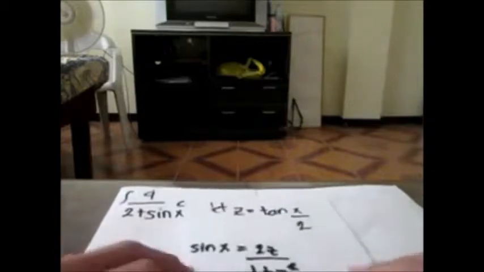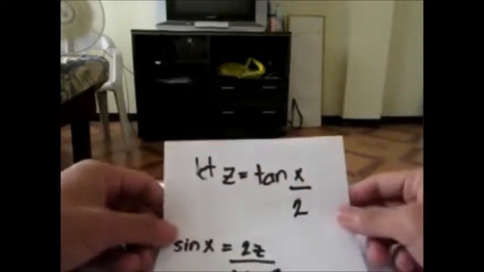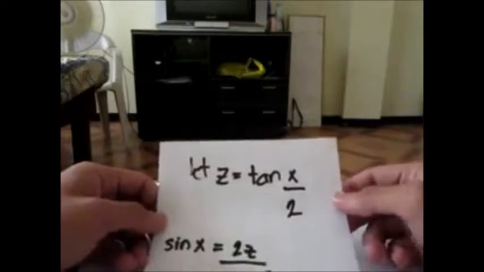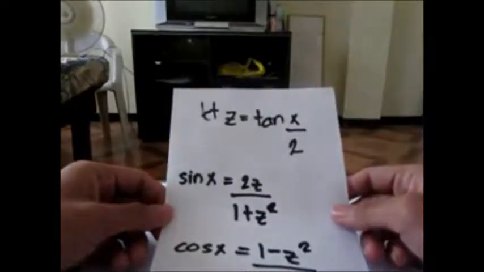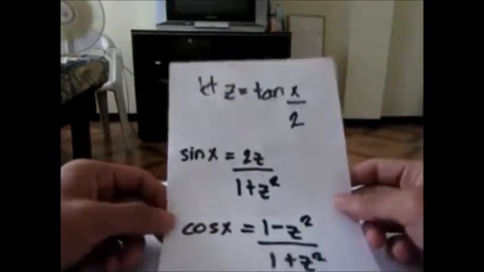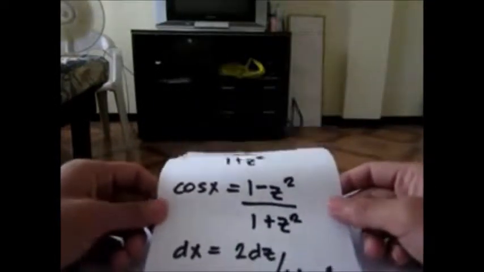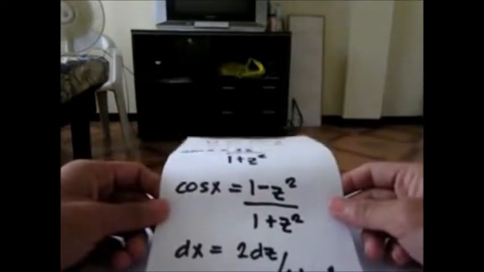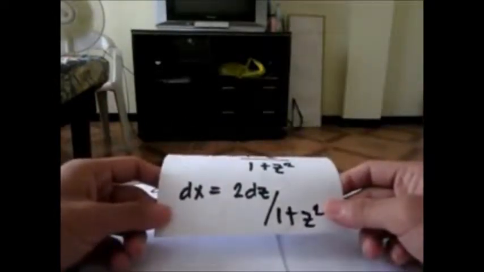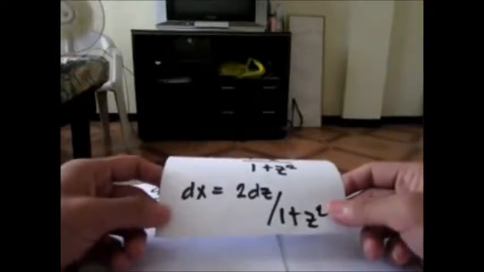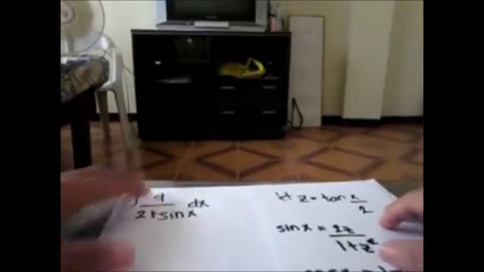So first things first, you should always remember to let z is equal to tangent x over 2, sine x is equal to 2z all over 1 plus z squared, while cosine x is equal to 1 minus z squared all over 1 plus z squared, dx is equal to 2dz all over 1 plus z squared. So after knowing what to substitute, we can now solve this problem.